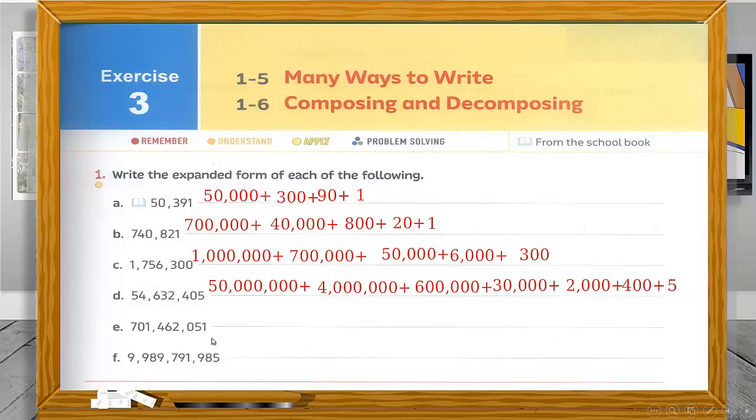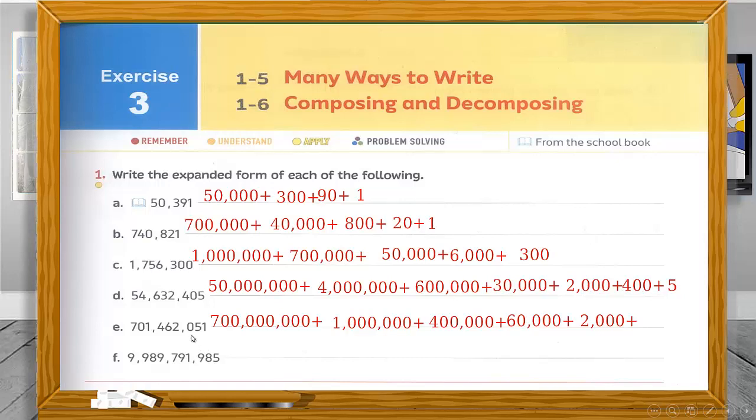Next number we have 3 periods. 701,462,051. Start from the left side. Write 700 million. In the 10 millions nothing. 1 million. 400,000. Write 400,000. 6 in 10,000, so write 60,000. 2 in 1,000, write 2,000. Nothing in hundreds. 5 in tens place, so you should write 50. 1 in ones place, write 1.